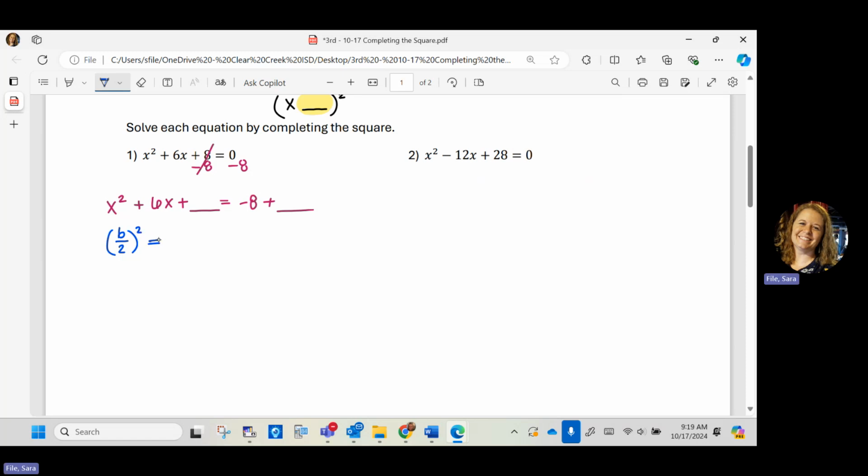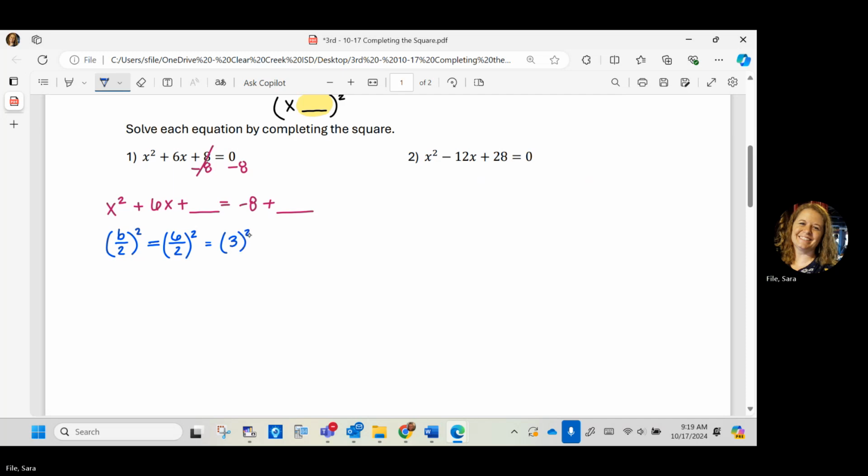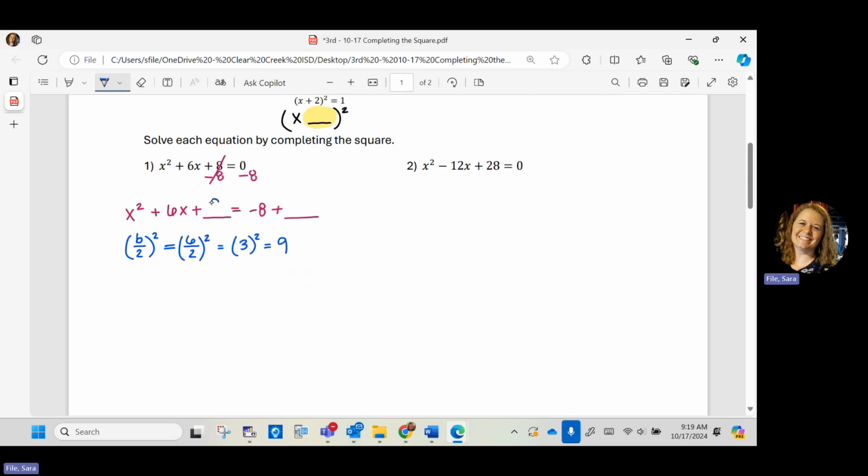So what is the b value here? Just the 6. x is not a, b, or c. a, b, and c are just numbers, and x is the variable. So b is 6. I'm just going to take 6 divided by 2, which is 3, and then I'm going to square it, which is 9. So 9 is what I add to both sides.